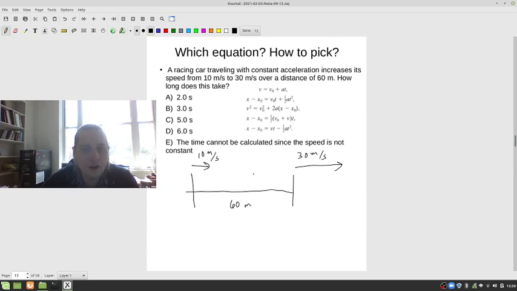Okay, so let's identify what we have and what we want. We have, I guess, x naught equals 0, x equals 60. We have v naught equals 10 meters per second, and v equals 30 meters per second. It asks, how long does this take? If I'm asking how long, that is asking a question about time. What don't I have? I do not have a.